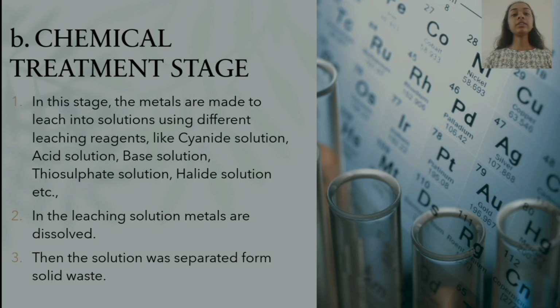And the next stage is chemical treatment stage. In this stage, the metals are made to leach into solutions using different leaching reagents like cyanide solution, acid solution, base solution, thiosulfate solution, halide solution, etc. In the leaching solution, metals are dissolved. Then the solution is separated from the solid waste.